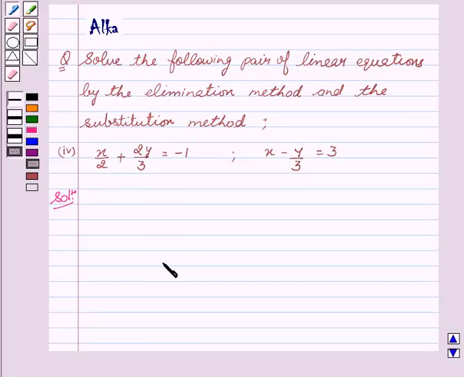I am Alka. We are going to discuss pair of linear equations in two variables. We have to solve the following pair of linear equations by the elimination method and the substitution method. Now, our given equations are x upon 2 plus 2y upon 3 equal to minus 1 and x minus y upon 3 equal to 3. Now, let's start with the solution by elimination method.